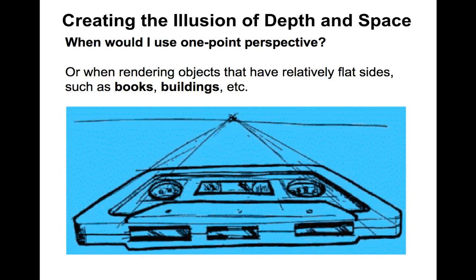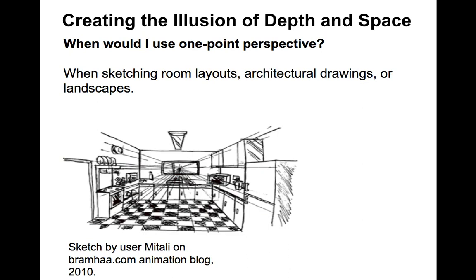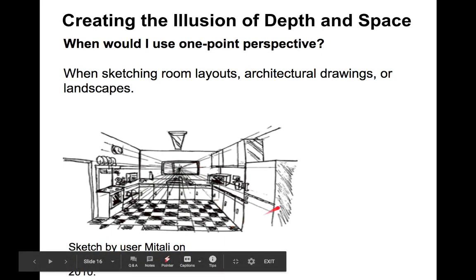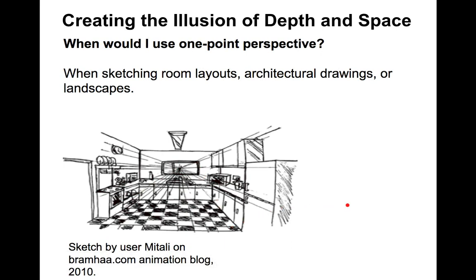When do you use one-point perspective? Well, when rendering objects that have relatively flat sides, such as books and buildings. Here's an example of a cassette tape in extreme one-point perspective. Also, drawing interiors. You can see there's one-point perspective here on this room interior, and it's being used to sketch out this floor in this particular image.